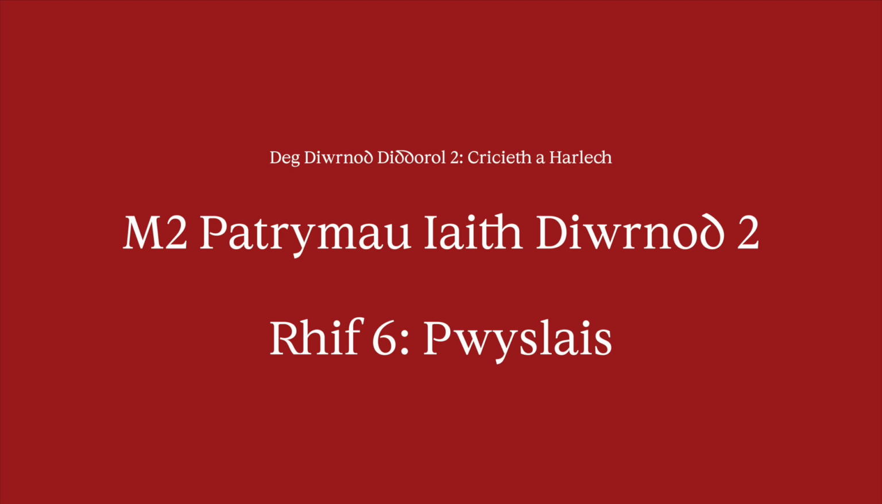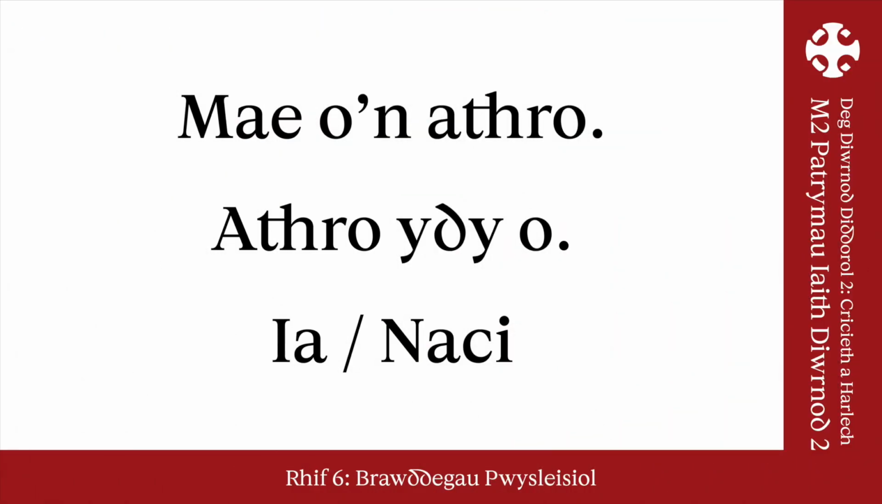Rhif 6. Emphatic sentences. An emphatic sentence is a sentence that emphasises the noun or subject by placing it at the start of the sentence. To say, he is a teacher in Welsh, you would say, mae o'n athro. If you wanted to emphasise the word teacher as being the important part of the sentence, you would say, athro ydi o. To say yes or no to answer an emphatic sentence, you use the answers ia or naci.